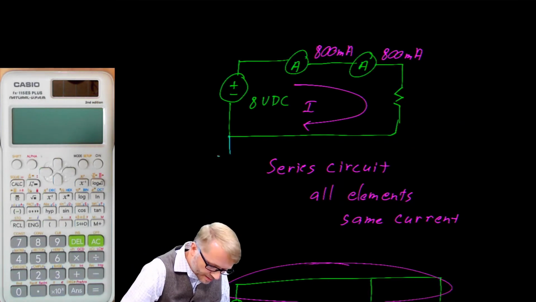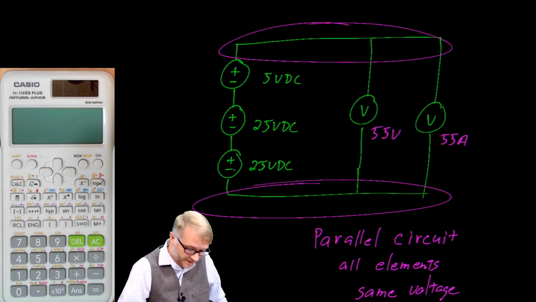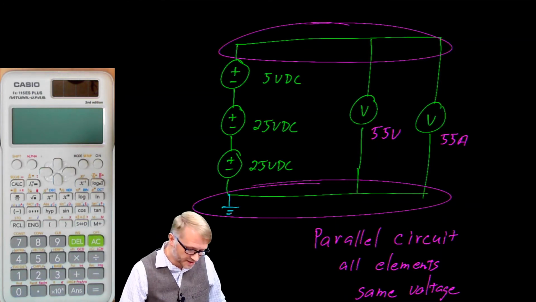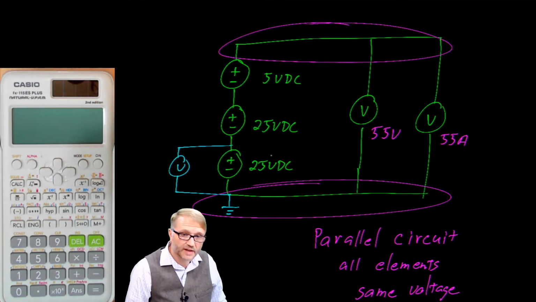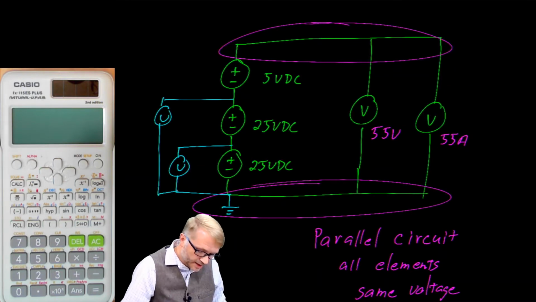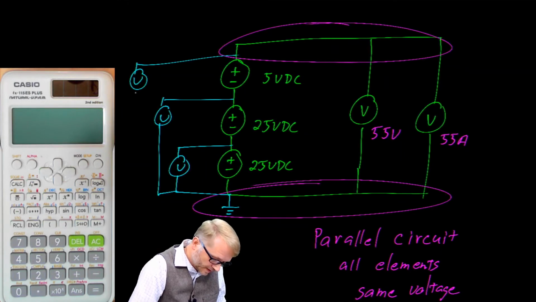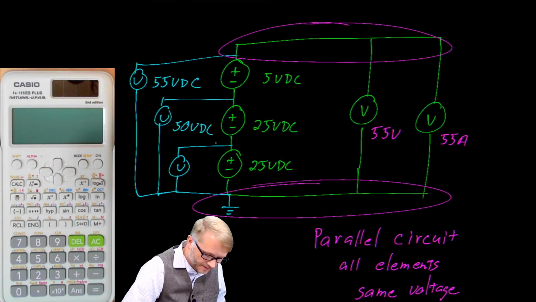And I believe we already talked about this, the fact that it helps to establish a reference or a ground reference for most of your circuits. That way we always talk about a voltage relative to something else. If you put a voltmeter here, that voltmeter would measure 25 volts with respect to ground. If you put a voltmeter here, it would read 50 volts relative to ground. And if you put a voltmeter here, it would read 55 volts relative to ground. So 55 volts DC, 50 volts DC, and 25 volts DC.